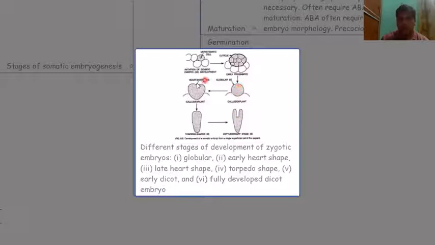So after the globular stage, it forms a heart stage embryo where the cotyledon has started formation. Cotyledon formation has started, and gradually that develops into a torpedo stage embryo, and soon we find them in the form of a cotyledonary stage embryo. So these are the different developmental stages of an embryo: the early pro-embryo, which is just a mass of cells, then the globular stage embryo, then the heart-shaped embryo, then the torpedo-shaped embryo, and the cotyledonary stage embryo.